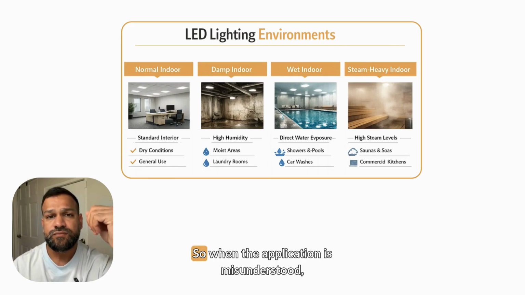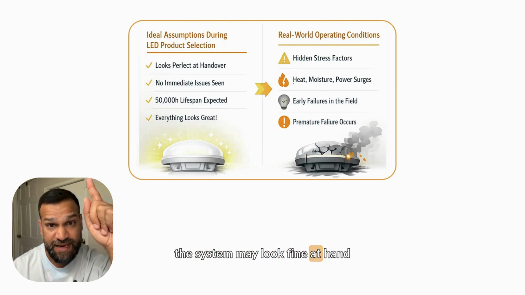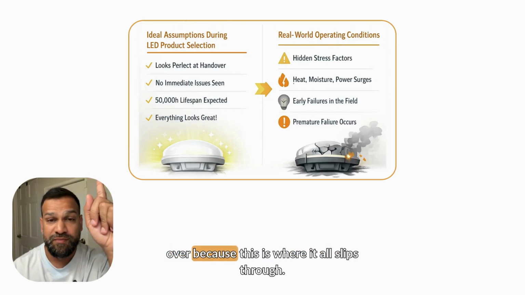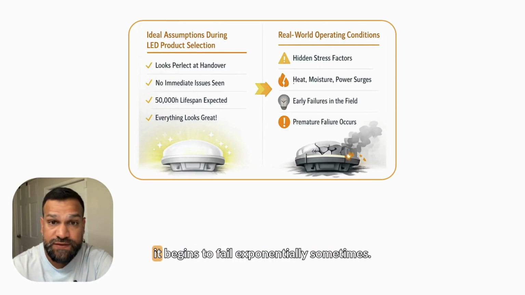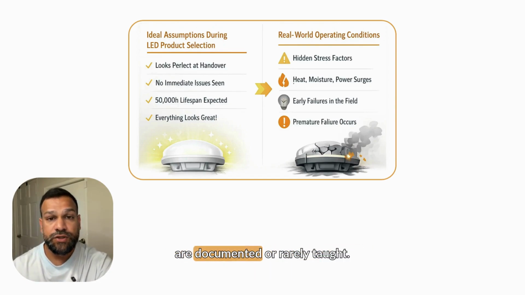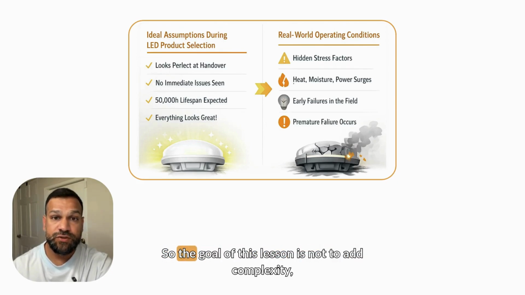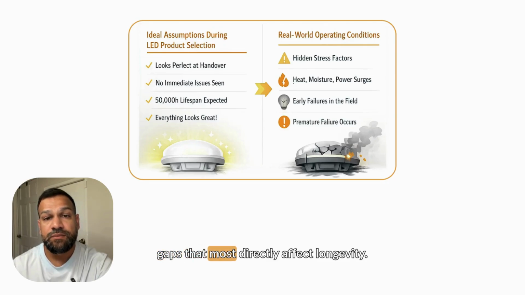So there's a mismatch, and you have to understand the nuances to say indoor and conditions, exposure, time, things like that. So when the application is misunderstood, the system may look fine at handover, because this is where it all slips through. But when they operate under stress, it begins to fail, sometimes exponentially. These mistakes are common because they're rarely documented or taught, and often invisible during installation. So the goal of this lesson is not to add complexity, but to help you spot the 3 application gaps that most directly affect longevity.